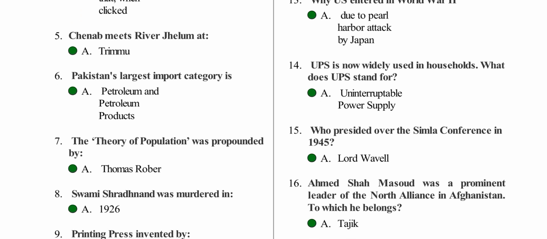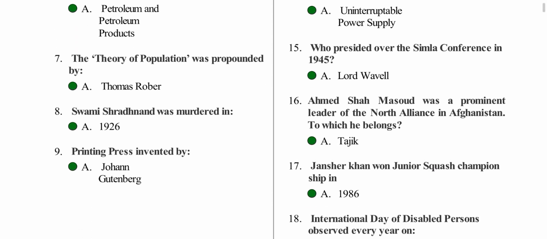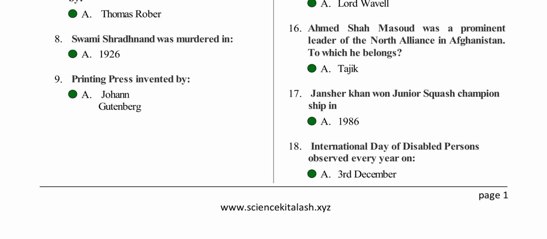Who presided over the Shimla Conference in 1945? Lord Wavell. 16 number MCQs. Ahmad Shah Massoud was the prominent leader of the Northern Alliance in Afghanistan, which belongs to the Tajik. Jansher Khan won a junior squash championship in 1986. International Day of Disabled Persons is observed every year on 3rd December.